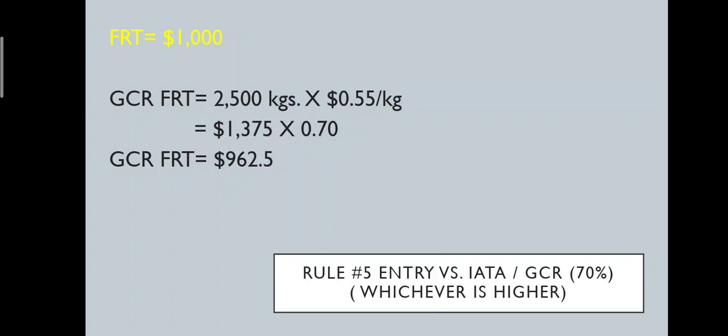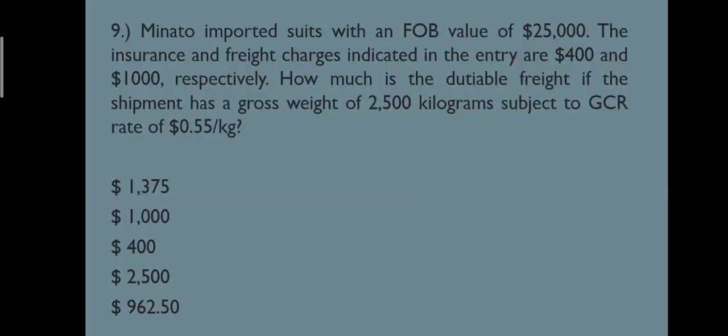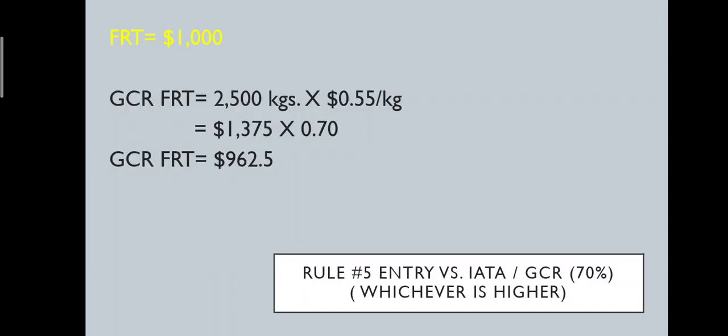Let's look at rule number 5: entry versus IATA or GCR. 70% of the IATA or GCR, then whichever is higher. Since we have an entry, which amounts to $1,000 for the freight, and we also have the GCR rate, rule number 5 applies.